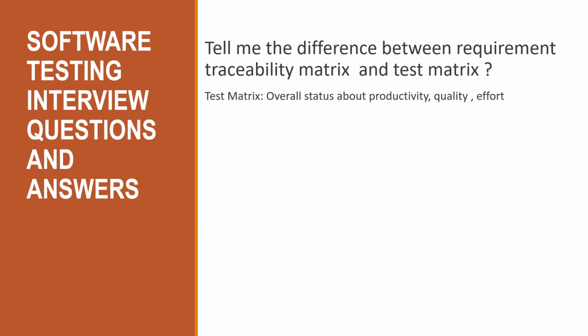But test matrix is an overall status about your productivity, quality, how much effort you have given, how many test cases you have passed, how many failed, how much percentage of test cases has passed, how much is the failure percentage of your test cases. Okay, so it's an overall quality and productivity we are measuring inside a test matrix. It's an entire document where we are capturing everything. Okay, so that is the difference between requirement traceability matrix and test matrix.